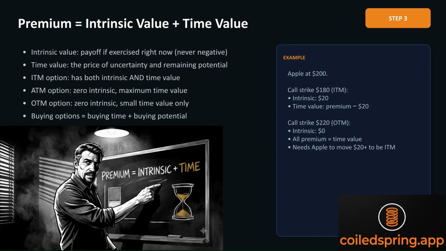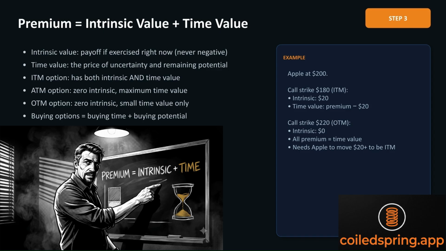When you buy an option and pay the premium, where does that money actually go? What are you paying for? This is one of the most important questions in options education, and most people never stop to ask it. The answer is that the premium you pay is made up of exactly two components, intrinsic value and time value. Understanding both, separately and together, changes how you see every option you'll ever trade.